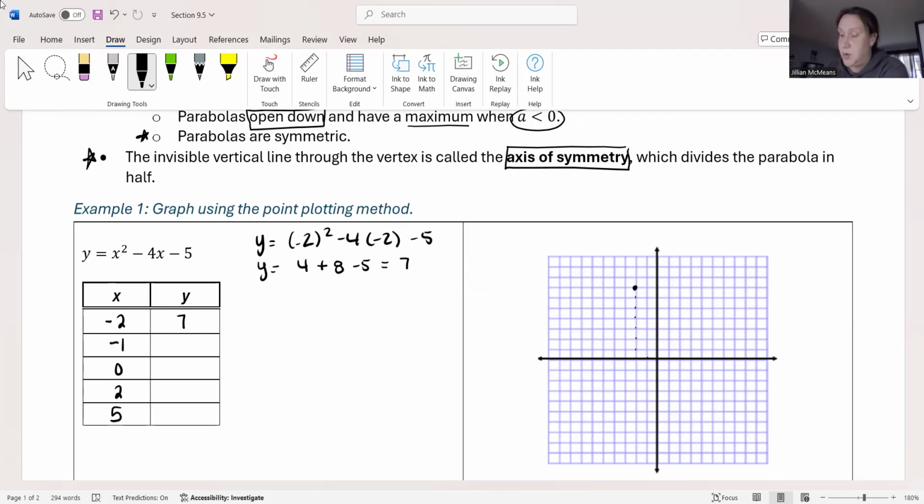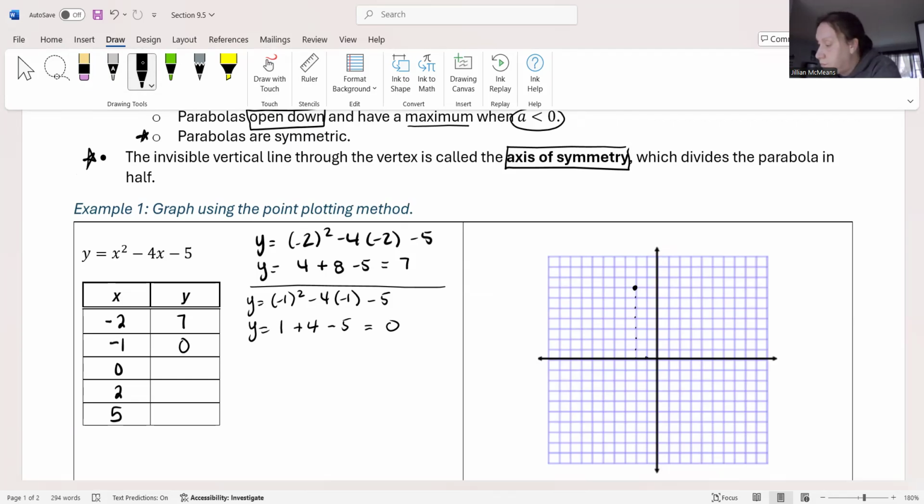And then we're just going to repeat this whole process. So do this again, but this time we're going to let x equal -1. So we have y equals -1 squared minus 4 times -1 minus 5. Well, -1 squared is just 1. -4 times -1 is +4. Whoops, and then we need to subtract 5. So let's see, 1 plus 4 is 5. 5 minus 5 is 0. So if x is -1, y is 0. So that point is a point on the graph.